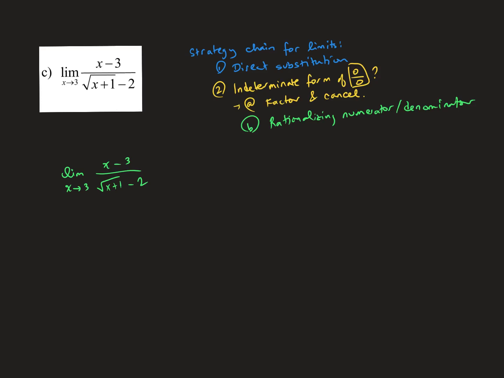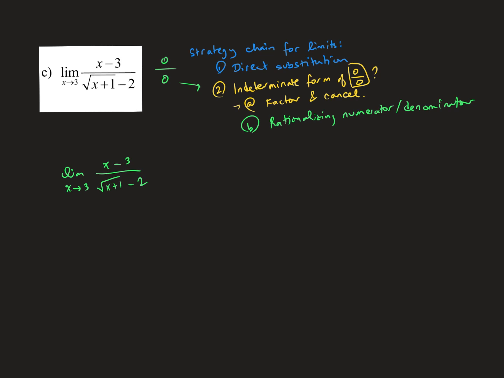All right, so here we have another limit, and again, we're going to follow our strategy chain for limits, starting with direct substitution. If I plug in 3 into the expression that's here, I get 3 minus 3 on top, and I would get the square root of 4, which is 2 minus 2 on bottom. That's 0 over 0, that's an indeterminate form.